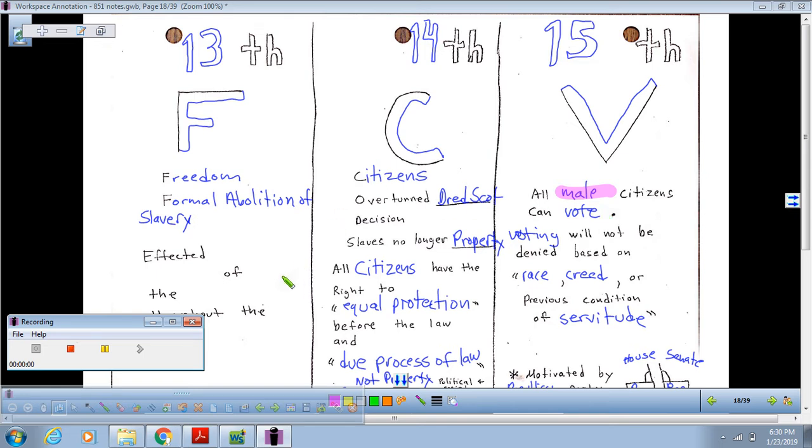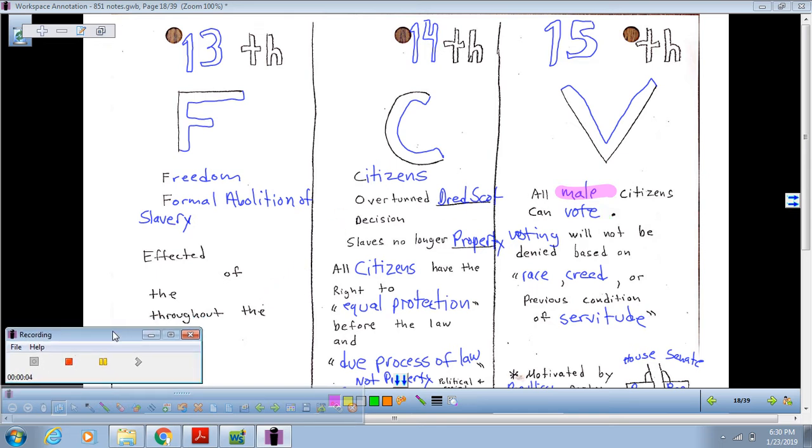In this lesson, we are going to continue to learn about Reconstruction and look at the different plans of presidential Reconstruction, which would be President Lincoln's and then Johnson's, versus congressional Reconstruction, which would be that under the radical Republicans and those who control the House and Senate.